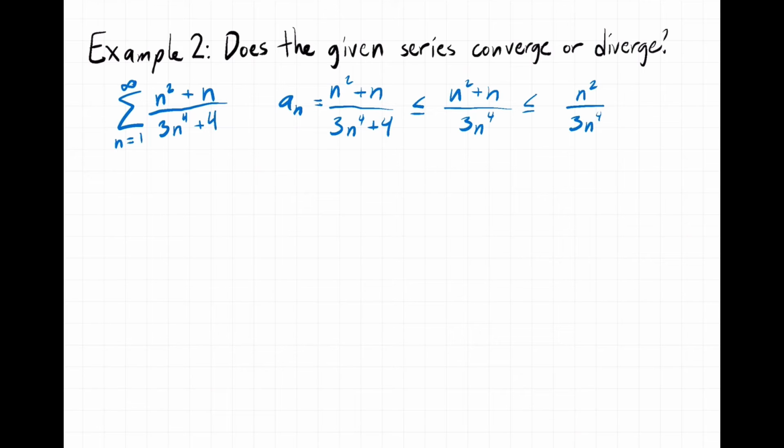The trouble is that n squared plus n is not less than or equal to n squared. It is in fact greater than or equal to n squared. So I cannot write the expression that I've got here. This is not true.